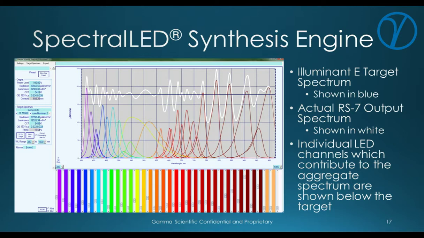So here we're showing an illuminant E basically fitting to a flat line from 380 all the way out to 1,000 nanometers. So you can see the fit in the visible and the infrared here in this slide. Again, the blue curve being the target and the white curve being the actual output of the device.